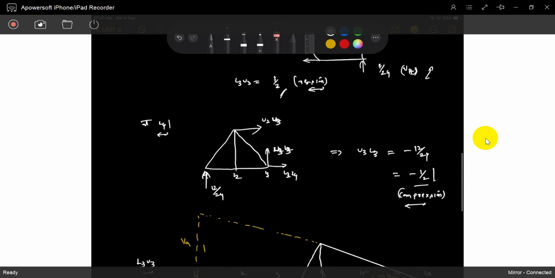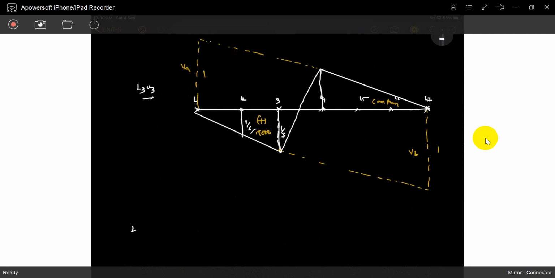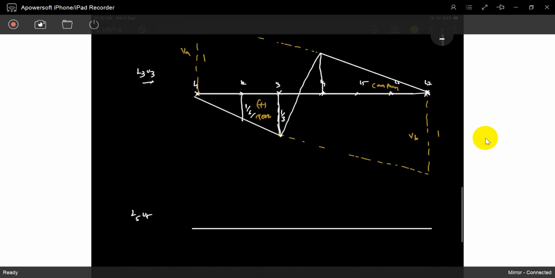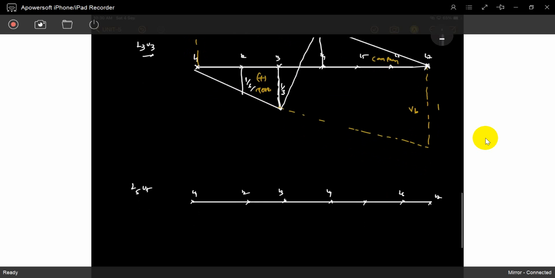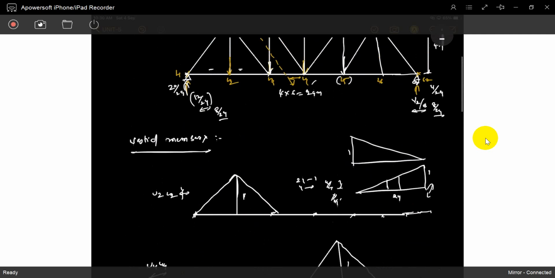Just check it, U5 L5, exactly opposite. So you can write down: this is L7, L6, L5, L4, L3, L2, L1. Exactly opposite. So you can maintain it like this only. Otherwise, no need at all. See, you can write it.